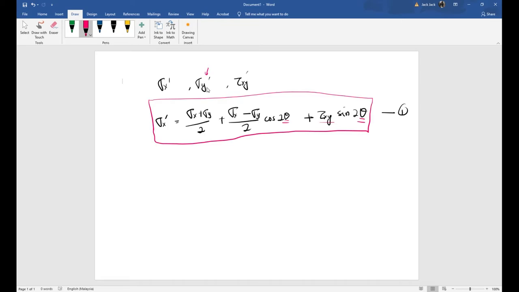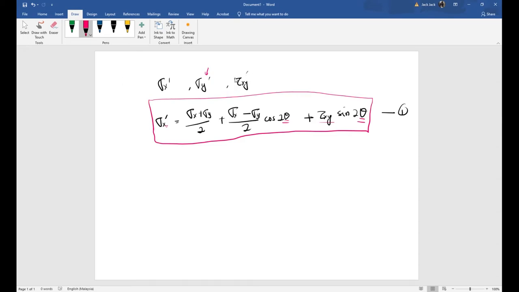And how about normal stress sigma y prime? By right, we can simply use this equation, but you need to refer to the rotation of the theta with respect to the x-axis. I will show you an example after this.